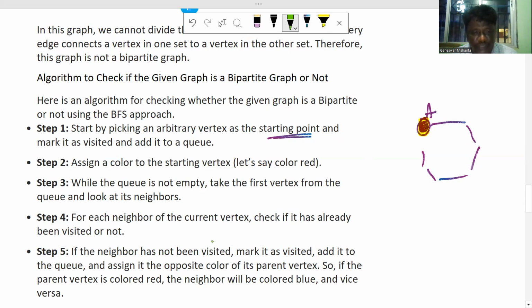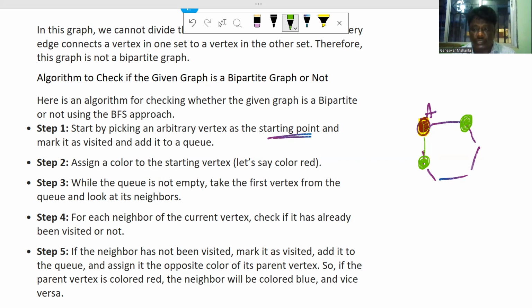While the queue is not empty, take the first vertex from the queue and look at its neighbors. This is another vertex, and this is also another vertex, its neighbors. This vertex does not have the same color as this vertex. This is another color of vertex, right? And this is also another color. These two vertices are consecutive, and the colors are different.